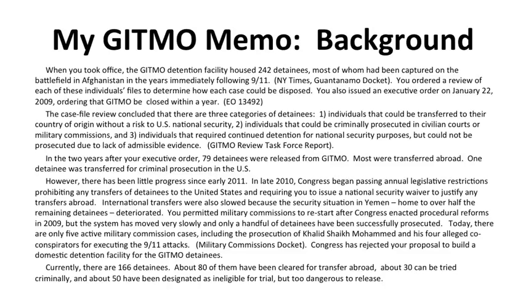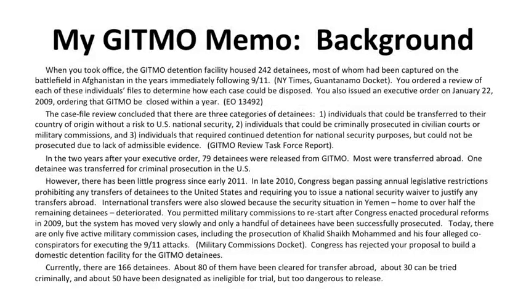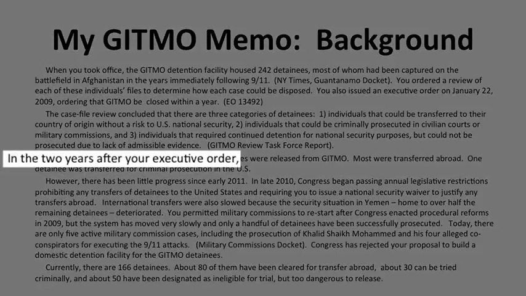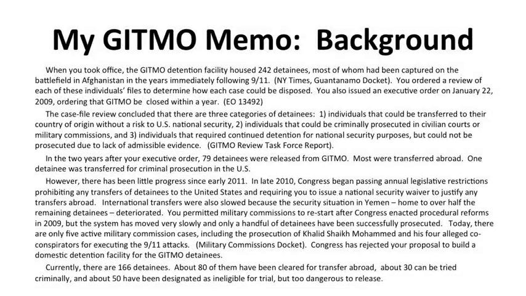And look at my opening sentences. I'm trying to make them nice and clear. The case file review concluded that there are 3 categories of detainees. That really sets me up for a very clear presentation of the facts. Now, again, in the third paragraph, in the 2 years after your executive order, I'm showing there's a chronological story. You came into office, here's the things you did, here's what the review commission said, here's what happened in the 2 years after your executive order.